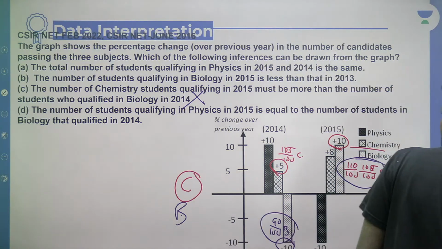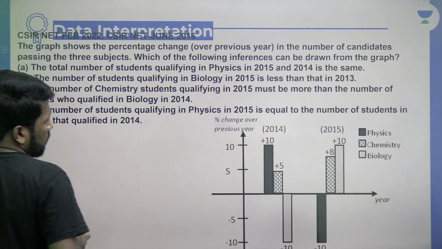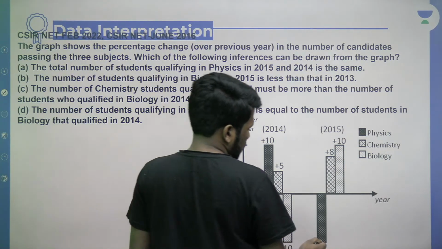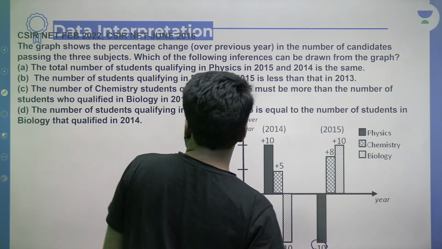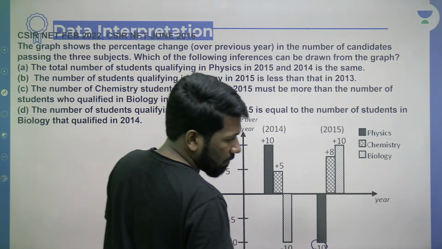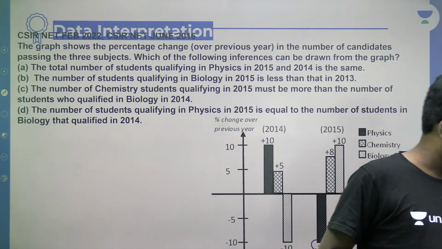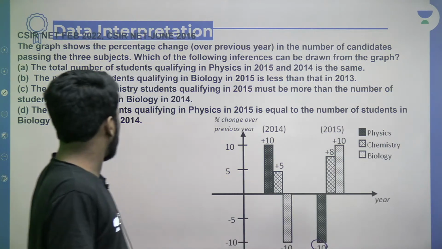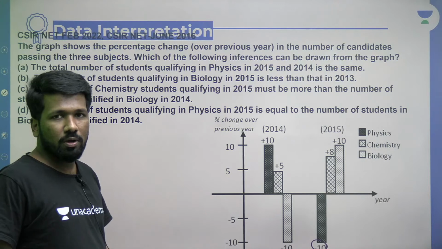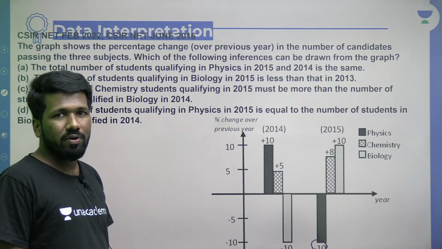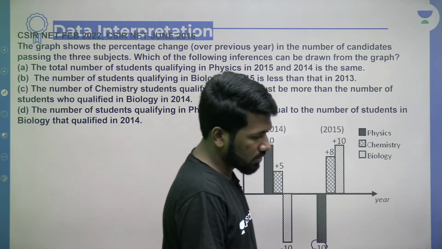Option D: the number of students qualifying in physics in 2015 is equal to the number of students qualifying in biology in 2014. Same as option C, this cannot be concluded, because it is physics and biology. We don't know the physics value or the biology value. So how will we compare? I cannot say it is equal or which is greater.